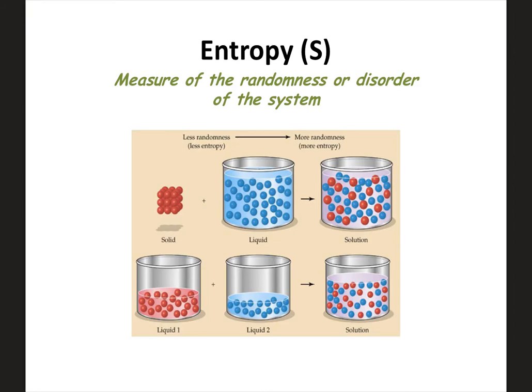If you look at this picture, a solid is perfectly organized, perfectly arranged. You're going to have way less entropy, way less disorder. A liquid, a little bit more entropy there. There's a little bit less organization. But then when you put them together and you form your solution, you could see that would be the most disorder here, the most entropy compared to the solid and the liquid, because you have more disorganization taking place.